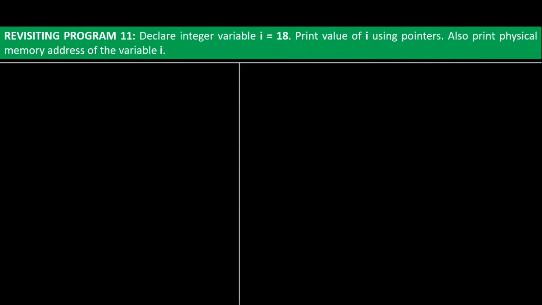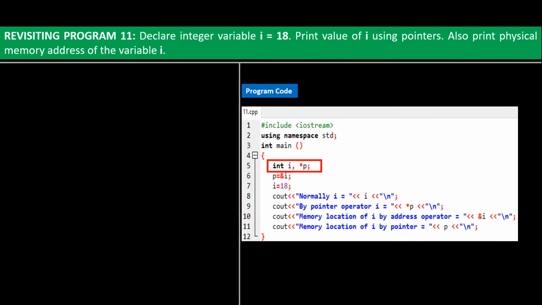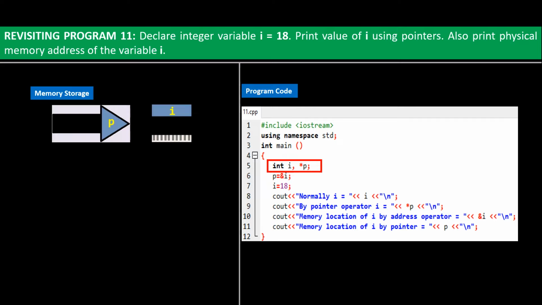Let's revisit program 11 from chapter 7. It was our first program on pointers. Requirement is to declare integer variable I as 18, print value of I using pointers, and also print physical memory address of the variable I. On line 5, we declare int I, *p. So, memory space to store the variable I and a pointer named p to store address of an integer are physically created.